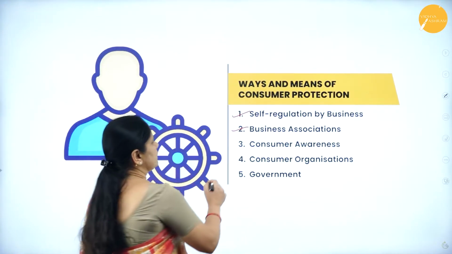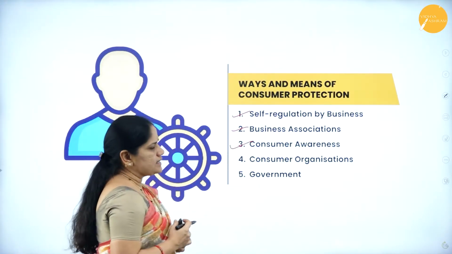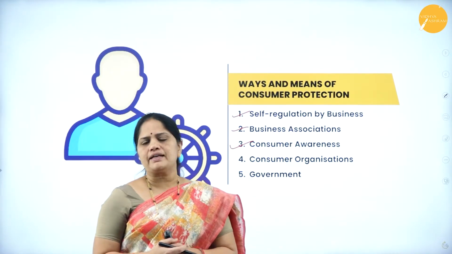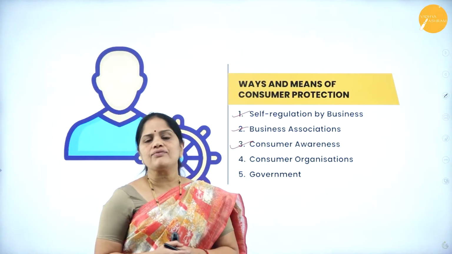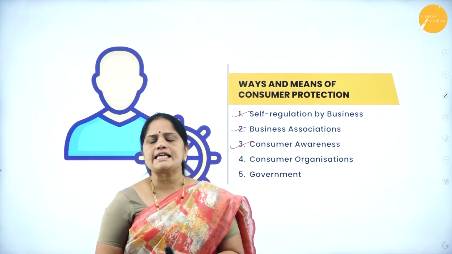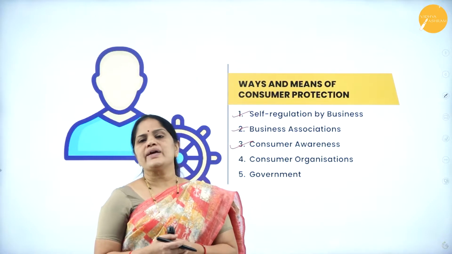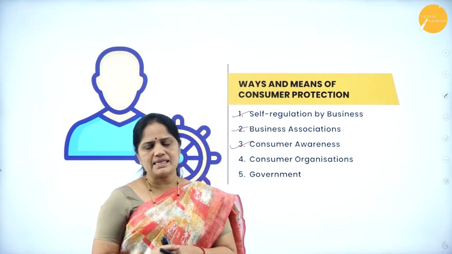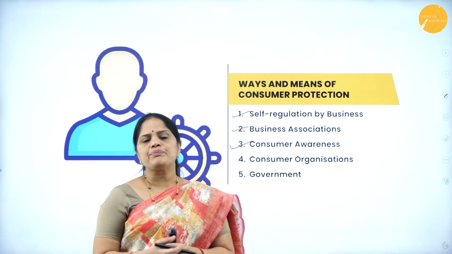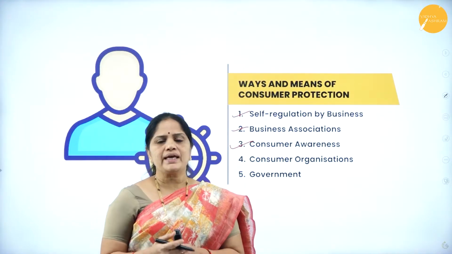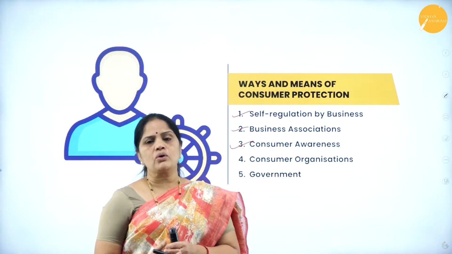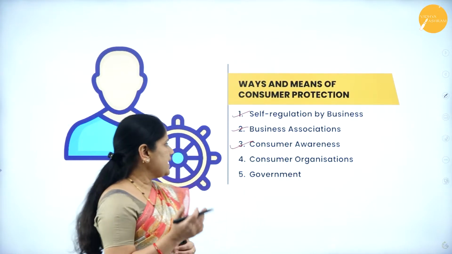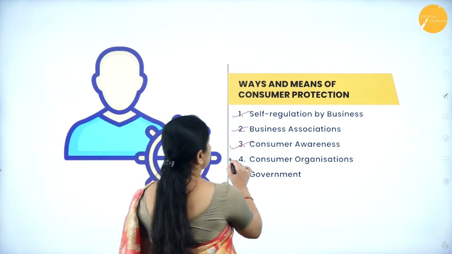Then, the third one is consumer awareness. The third means of consumer protection is through consumer awareness. It is necessary for the consumer to be aware of his rights and duties. In this way, he can raise a voice if he has been duped by any of the business community, or if any of the product has dissatisfied him, then he can approach the court and get proper redressal for his grievances.